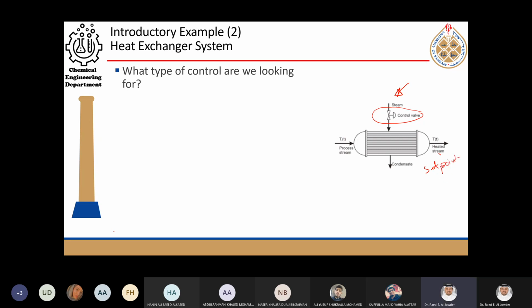Set point. Set means sitting at a point. It's a level where you want to maintain your temperature and you don't want to change from that. And why is that? Because that level gives you the maximum operability, or the maximum benefit. Based on your design calculation, if you operate at that level, you will get the maximum benefit.